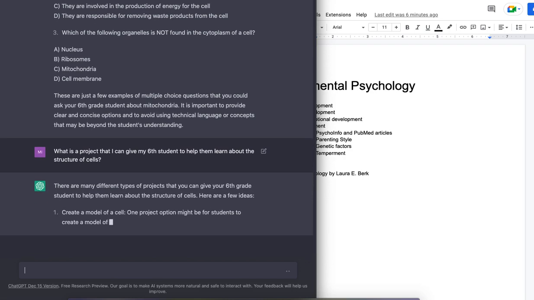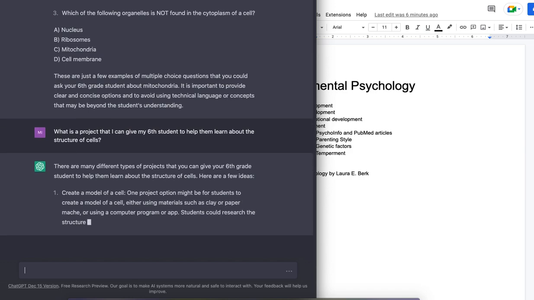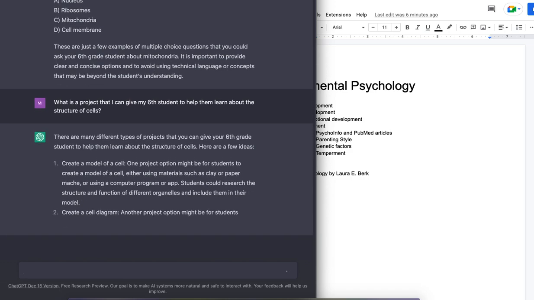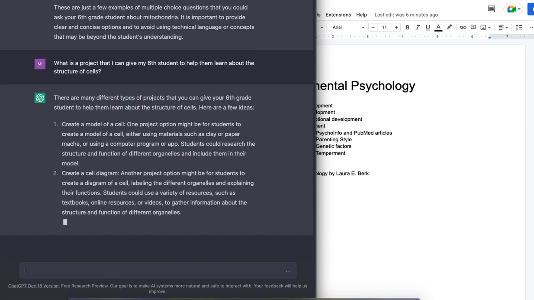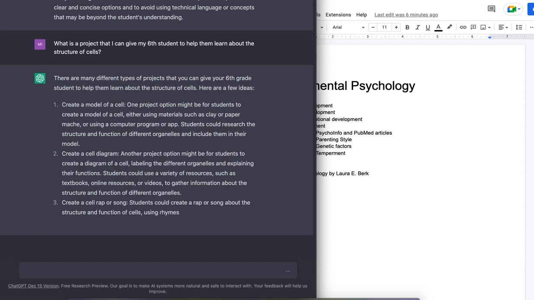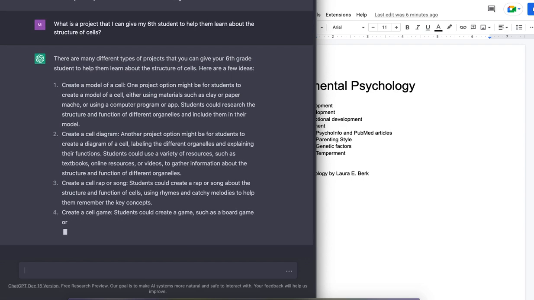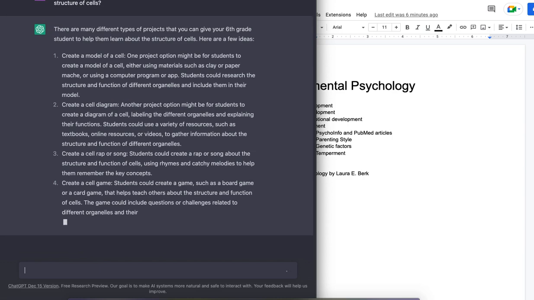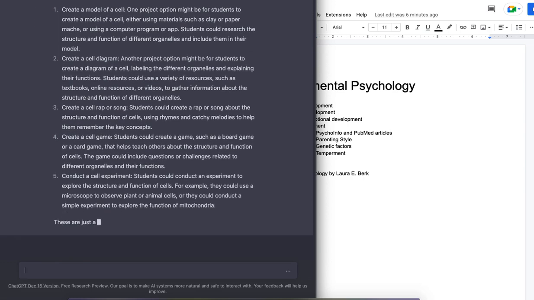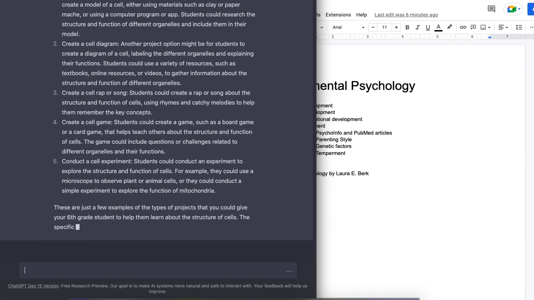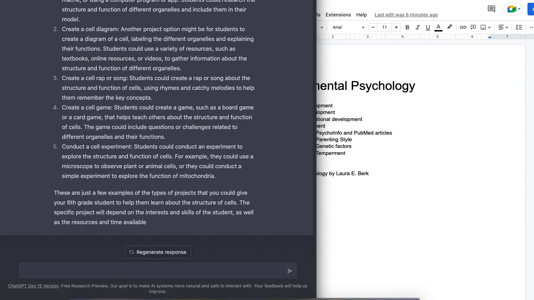Here are a few ideas. Create a model of a cell. You might have them create a model of a cell using materials such as clay or paper mache, or even a computer program or an app, and they could research the functions of organelles. They could create a cell diagram, labeling different organelles and explaining their functions. They could create a rap song. They could create a game, such as a board game or a card game, that helps tell about the structure and functions of cells, and so on. So you can get all sorts of curriculum ideas.